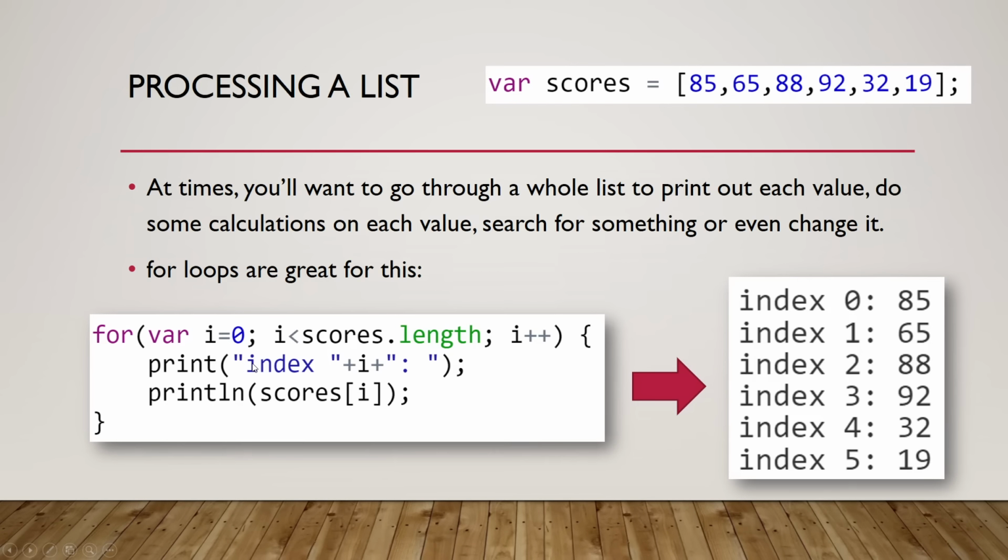And so what you're seeing here is I'm printing "index" and a space, then the actual index number, then a colon and a space, which is this part, and then I print out the value. So I print scores[i], which gives me 85 here. And then next loop around, i is now 1, so I print 65 here. Right?